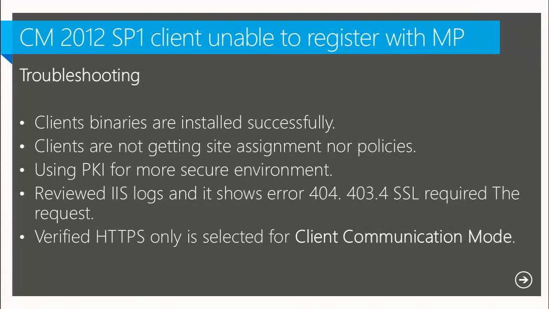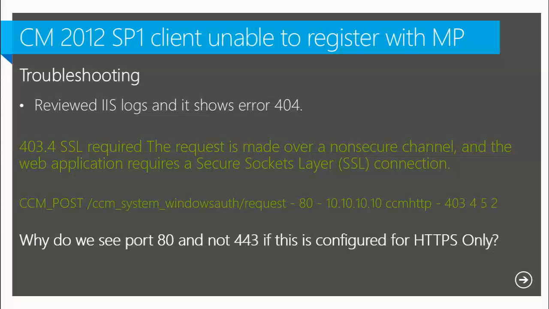We look in IIS logs, and we see the dreaded 404.43, which is a secure connection error message. And so we verified HTTPS is set in the client communication mode, and it is set. So we're trying to figure out what's going on there. So then you go back and look in the IIS logs, and it's communicating over port 80. That's a problem. Because if it's set for HTTPS, what port should it be communicating over? Then why is it communicating over port 80? It's confused, right? There's a failure to communicate.